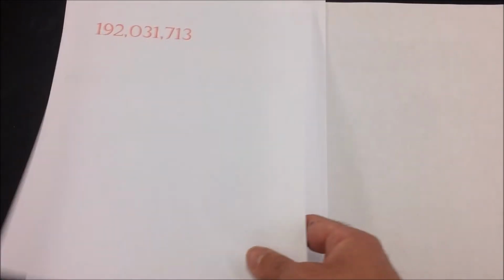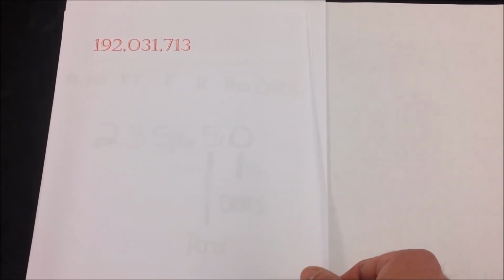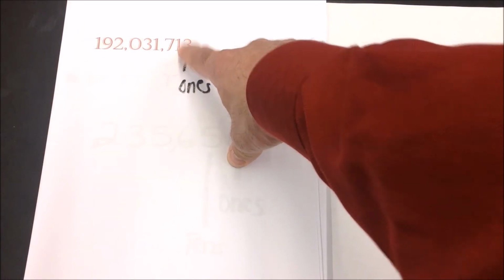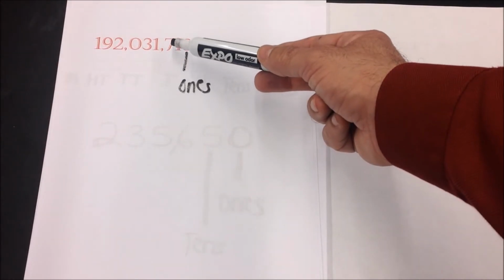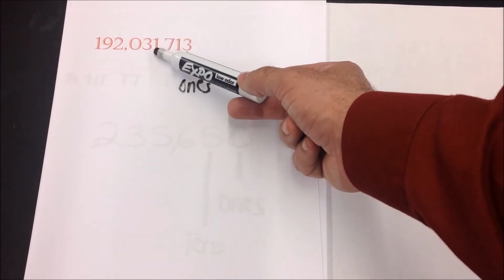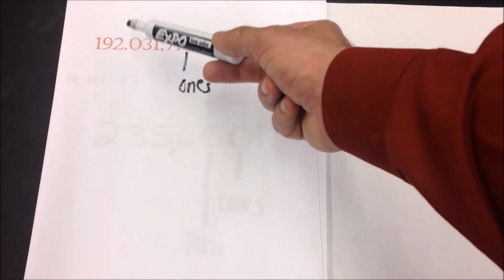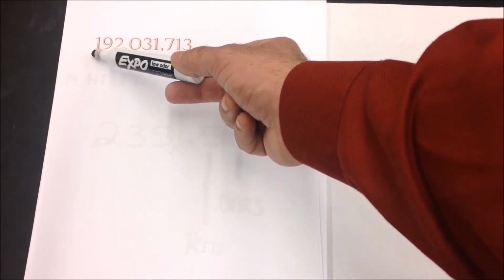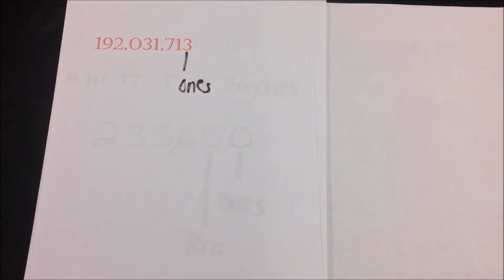Let's look at another number. Okay, so here's a 3 in the ones. We have a 1 in the tens. What's the 7 in? The 7's in the hundreds. We have another 1. This is in the thousands, 10,000s, 100,000s, millions, 10 millions, 100 millions. So this number now is 192,031,713.